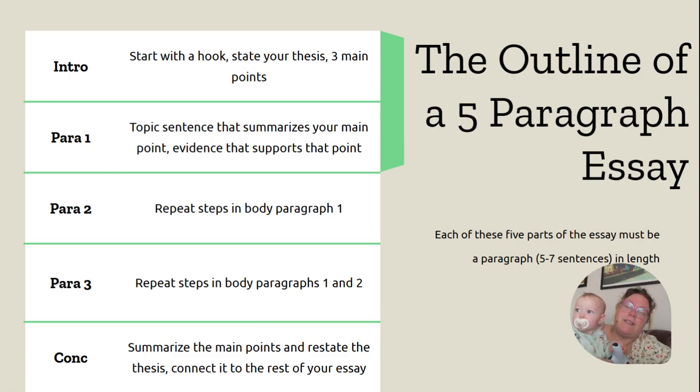And then after that, you have your first paragraph. So your first paragraph will have a topic sentence that summarizes your first main point. And then you will have evidence that supports that main point. And you'll repeat that step for paragraphs 2 and 3, but you'll just use main point 2 and main point 3 for those topic sentences for those paragraphs. And then you will have evidence that supports those main points in those paragraphs. And then finally, you have your conclusion, which summarizes the main points, and then you restate your thesis and connect it to the rest of your essay.